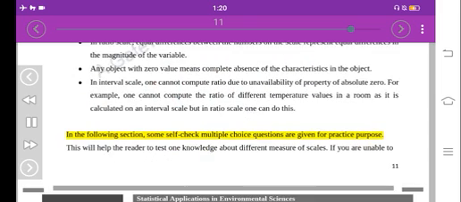In the following section, some self-check multiple choice questions are given for practice purposes. This will help the reader to test one's knowledge about different measurement scales.